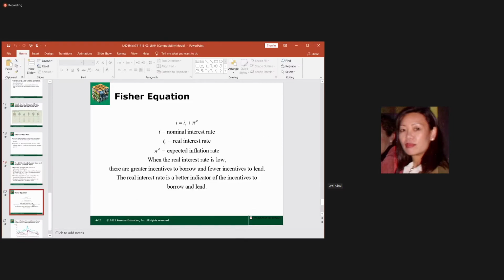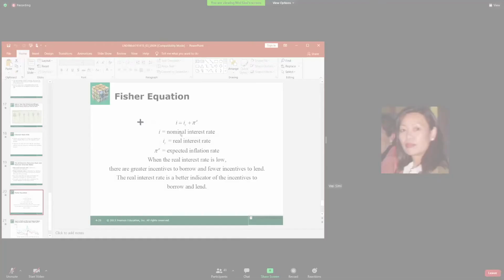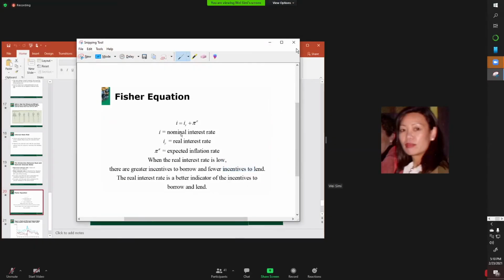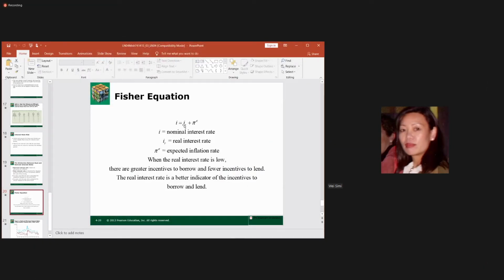So let me give you this here. This is the Fisher equation. This equation is already modified to make life easy. Actually, it's a little bit more complex, but it's okay. The numbers are the same, not off too much. So we normally just make a simple analysis like this. This is the nominal interest rate, this is the real interest rate, and this is the inflation expectation.